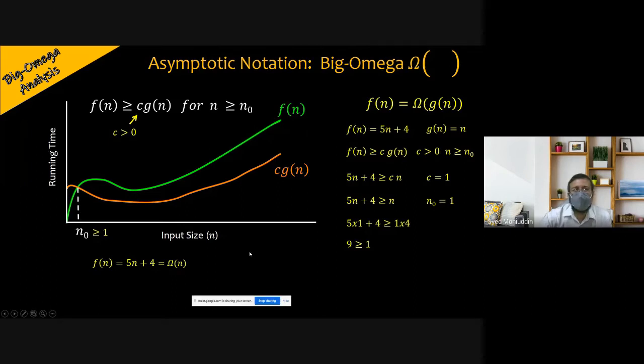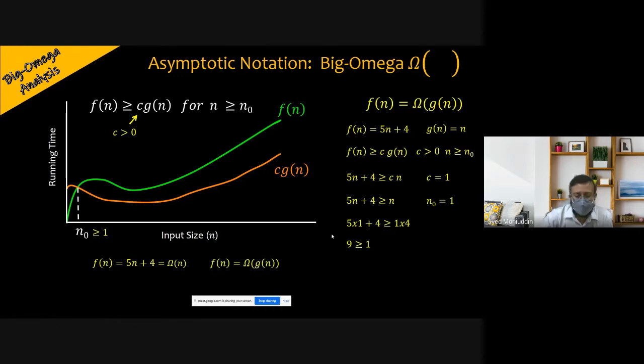Now here, the only difference between omega notation and big O notation is that big O notation has f of n less than or equal to c g of n, and omega notation has f of n greater than or equal to constant c g of n. So this is the omega notation.